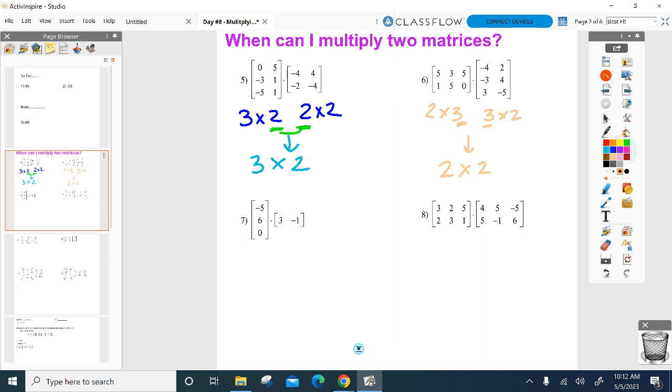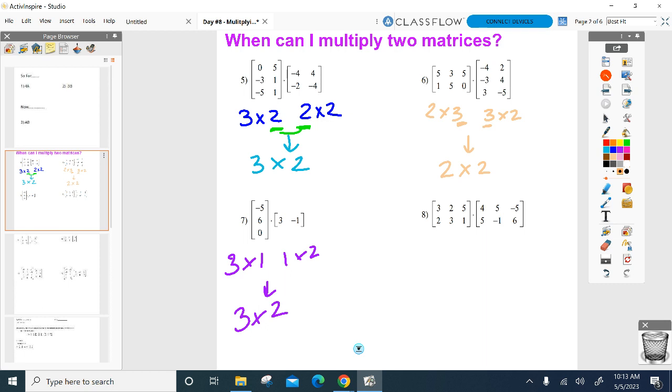Down here, be careful. What's that size? Row by column. Come on, row by column. 3 by 1 with a 1 by 2. Would you be able to multiply them? Yes, and your answer would be what size? A 3 by 2. And I know most of you are like, how in the world do you get a matrix that big with just those numbers? We'll do it.